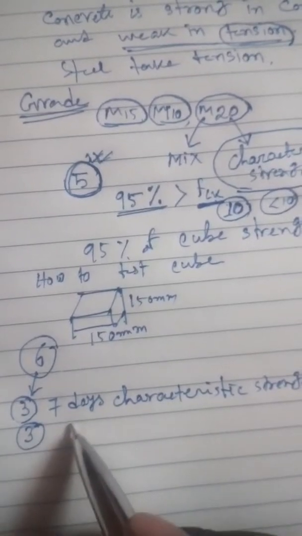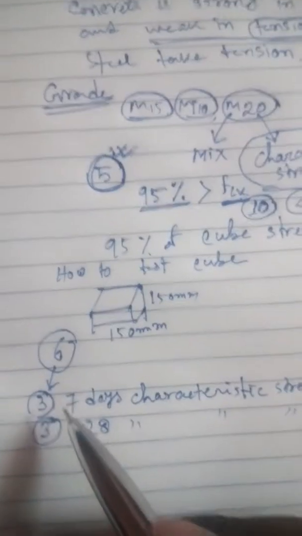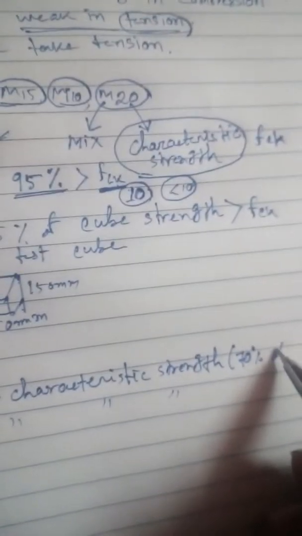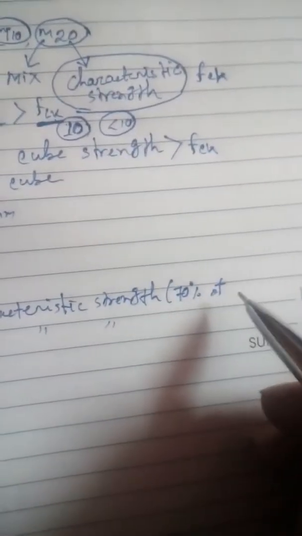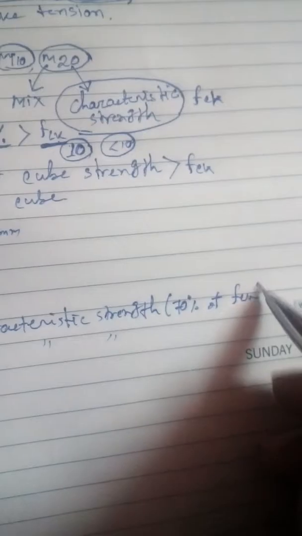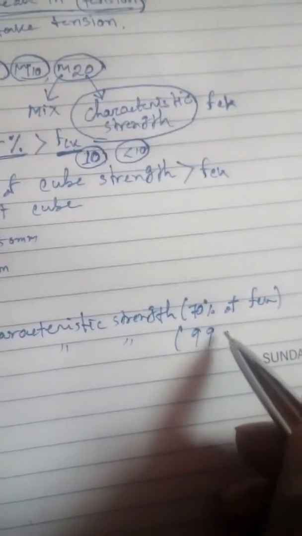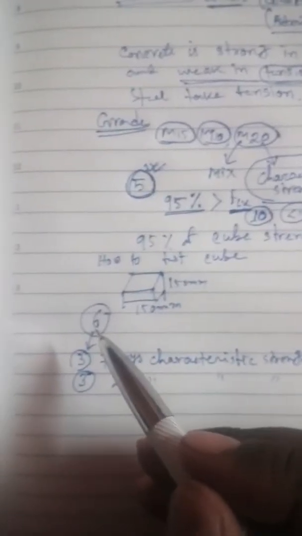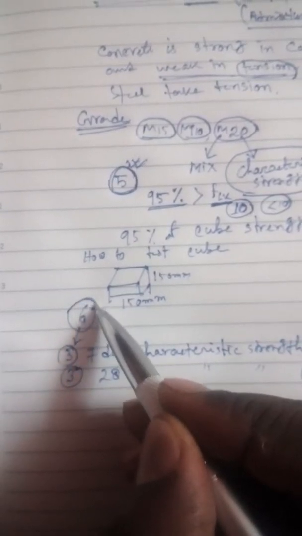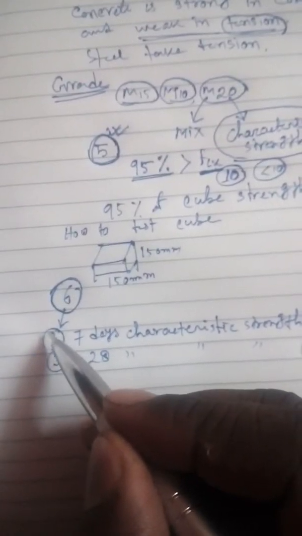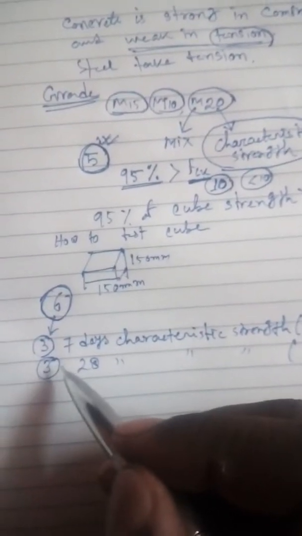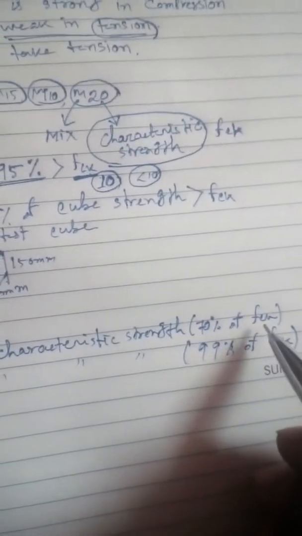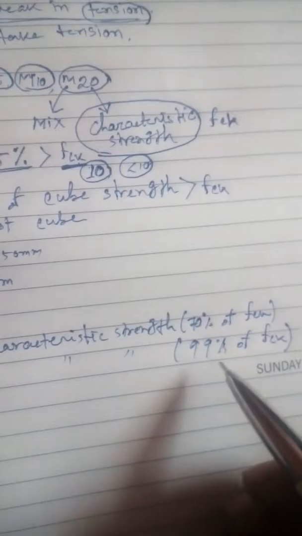And 3 cubes are tested for 28 days characteristic strength. At 7 days the strength should be 70% of characteristic strength, and at 28 days it will be 99% of FCK. So in the cube test, 6 samples are taken, 3 samples are tested for 7 days and 3 samples are tested for 28 days. In 7 days we will get 70% of FCK, and in 28 days we will get 99% of FCK.